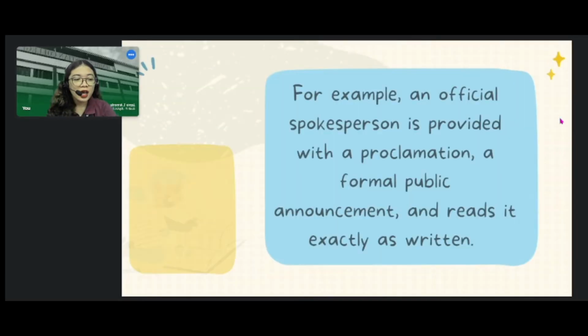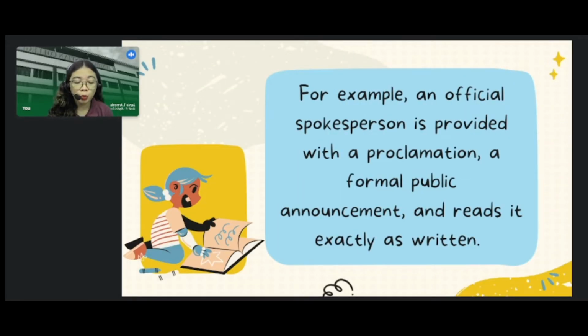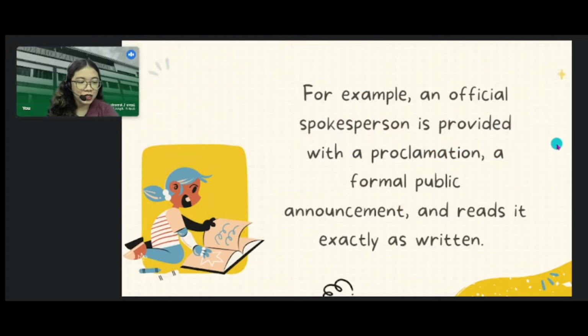And also, for example, an official spokesperson is provided with a proclamation, a formal public announcement, and reads it exactly as written. In reading from a manuscript, it is very important for the news anchor, for the spokesperson from Malacanang. Why? Because the moment they are delivering important information, it must have complete details. Because they are reading exact words, sentences, and paragraphs about a certain announcement, they don't forget any word from that announcement. Okay, so that's all for reading from a manuscript.